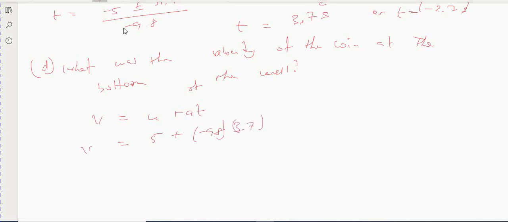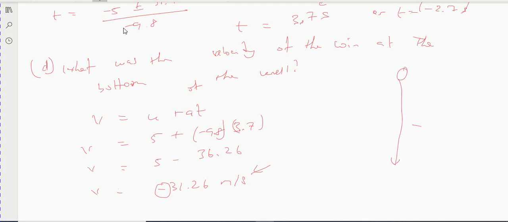Alright, so when we do that maths, we get 5 minus 36.26, and the answer is equal to v, so v is equal to negative 31.26 meters per second. Now this is the answer, and clearly we expect that it would have been a negative value because the coin is moving downwards. Downwards would generally have a negative sign attached to it, so to speak, to just show us the direction.